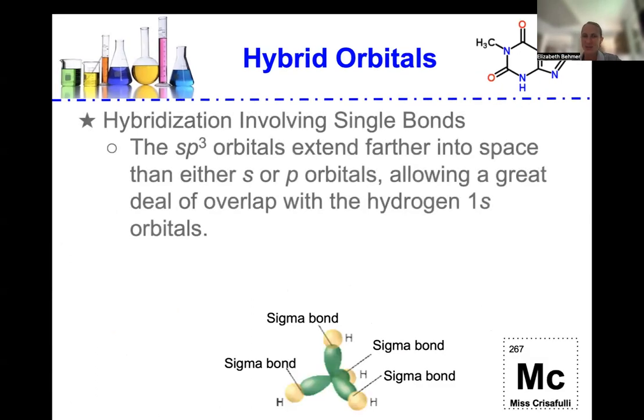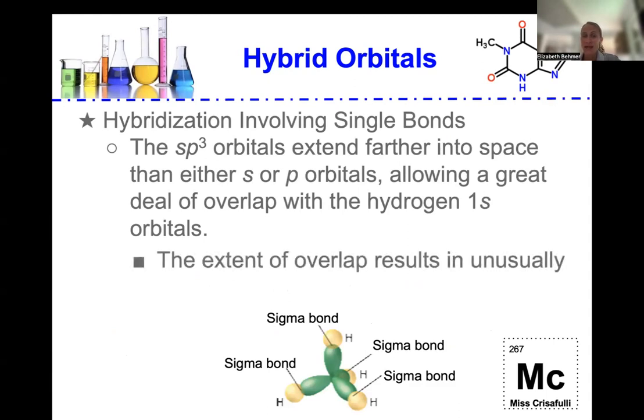Hybridization involving single bonds. The sp3 orbitals will extend farther into space than either the s or p, allowing a great deal of overlap with the hydrogen 1s orbitals, and the extent of overlap results in unusually strong covalent bonds.